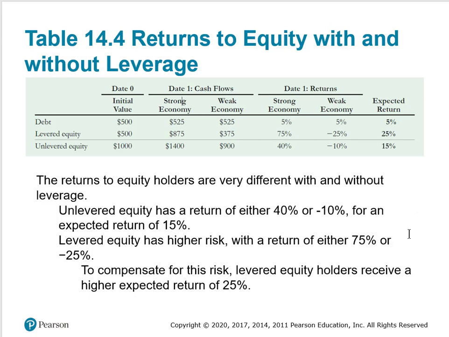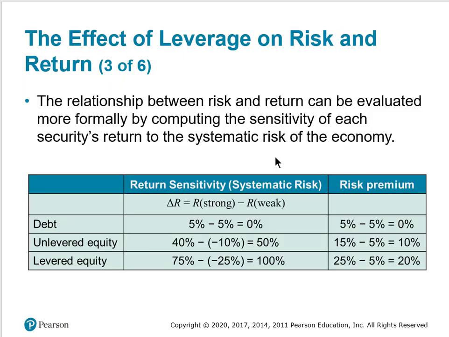So now the expected return on this levered equity increases to 25%, right? Used to be 15, now it's 25. Why? Because it is riskier, right? So the relationship between risk and return we can look at a little bit more formally. They talk about the risk premium.